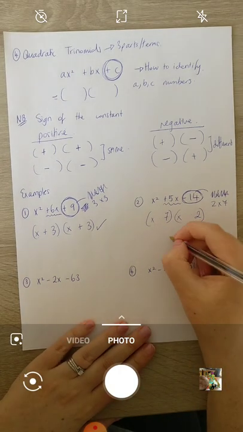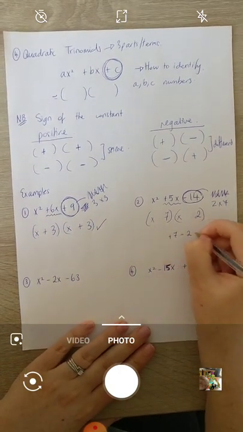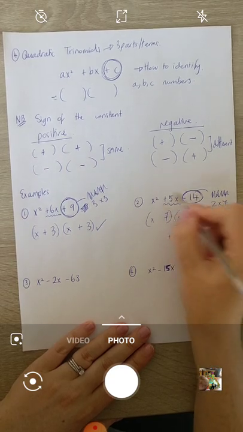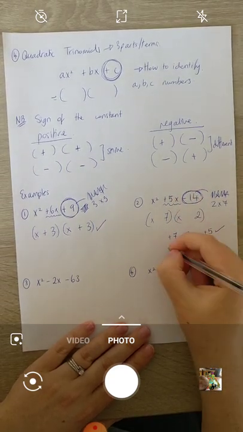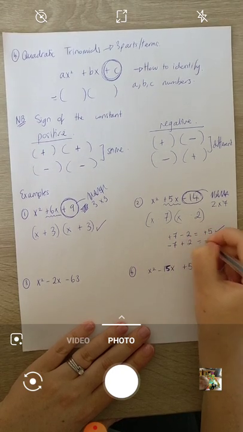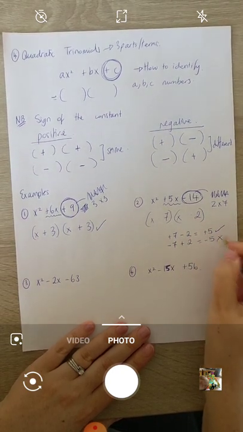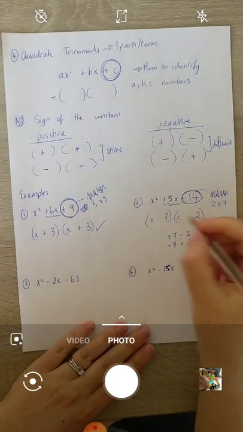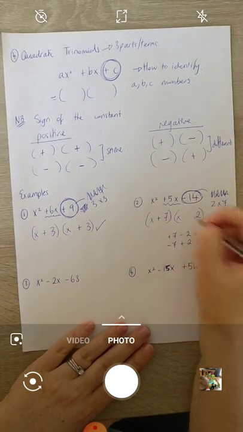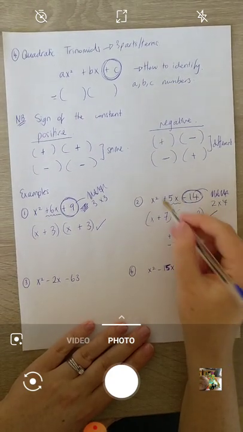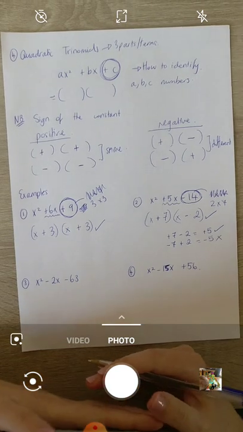So if we did plus 7 and minus 2, we will get a plus 5, which is what we're looking for. And just to show you what would happen if we gave the negative to the 7, so minus 7 plus 2 gives us minus 5. And we're not looking for a minus 5 here. So the positive has to go with the 7, and the negative has to go with the 2 to give us 7 minus 2 gives us plus 5. Okay?